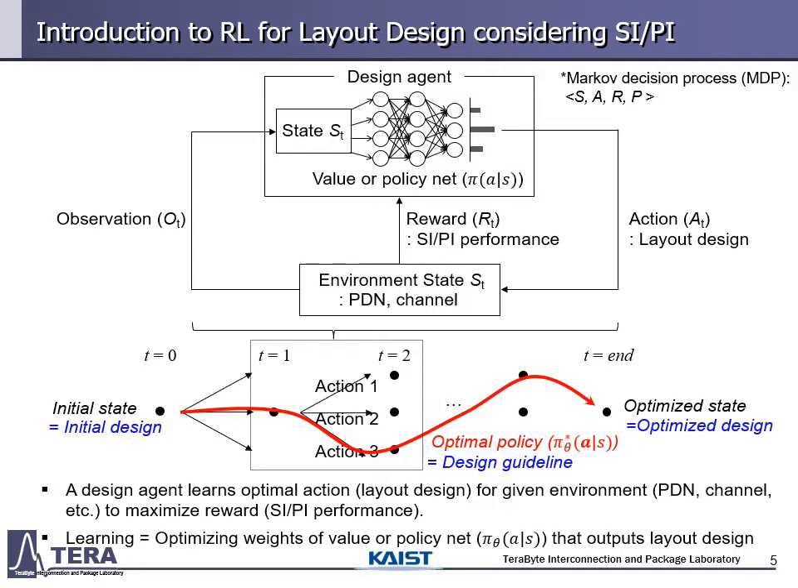Below figure shows the unfolded diagram in time. After the value or policy neural net is optimized, if we choose the best action in every state starting from the initial design, then finally it reaches the optimized design.